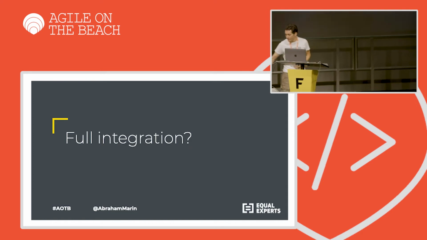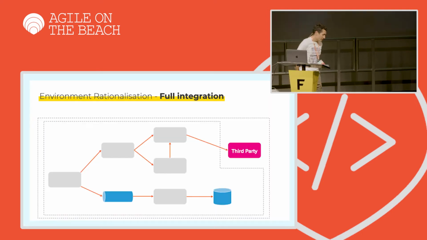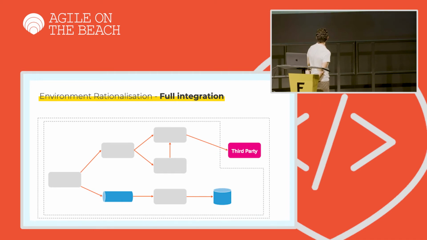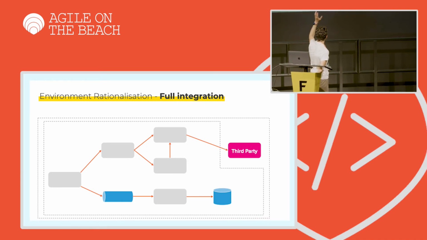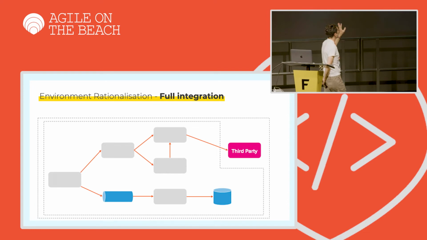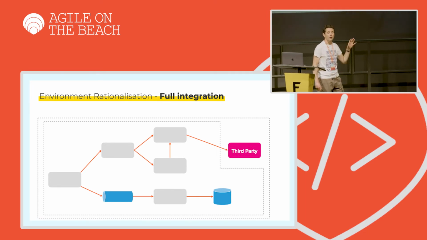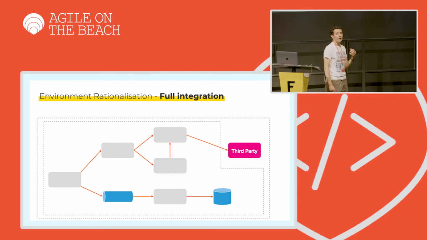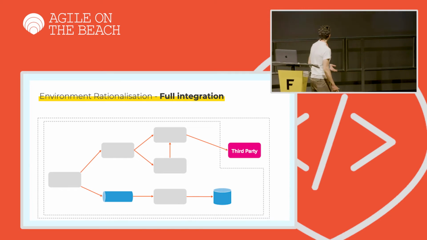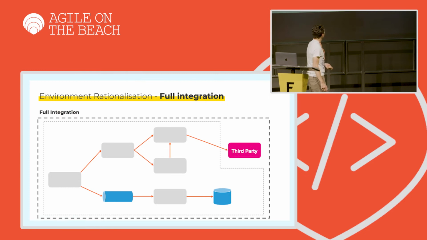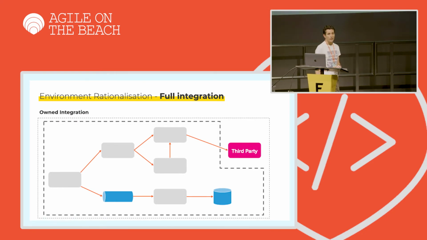This is a typical architecture diagram of a full integration environment, right? You have your components with your services, your queues, your databases, and your third party. The third party is the one that is making you have a full integration environment as opposed to an owned integration environment, right? So that boundary is full integration. This boundary is your owned integration.